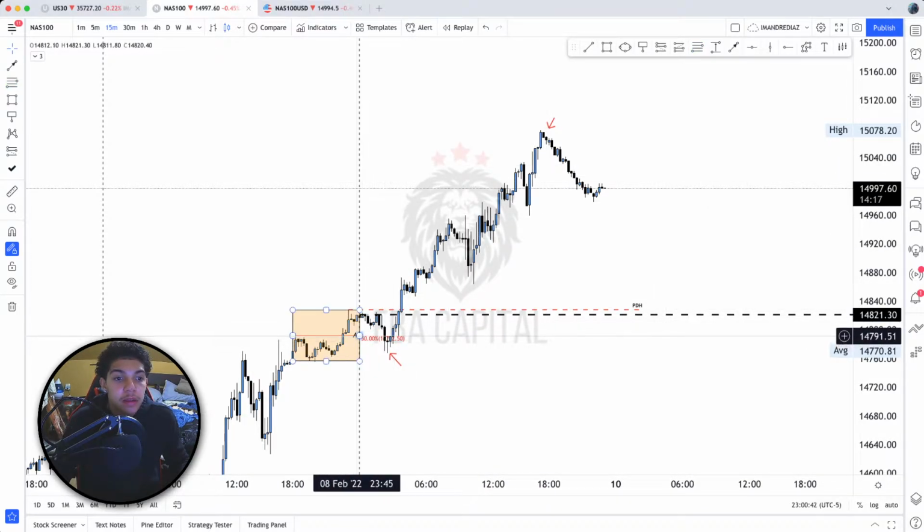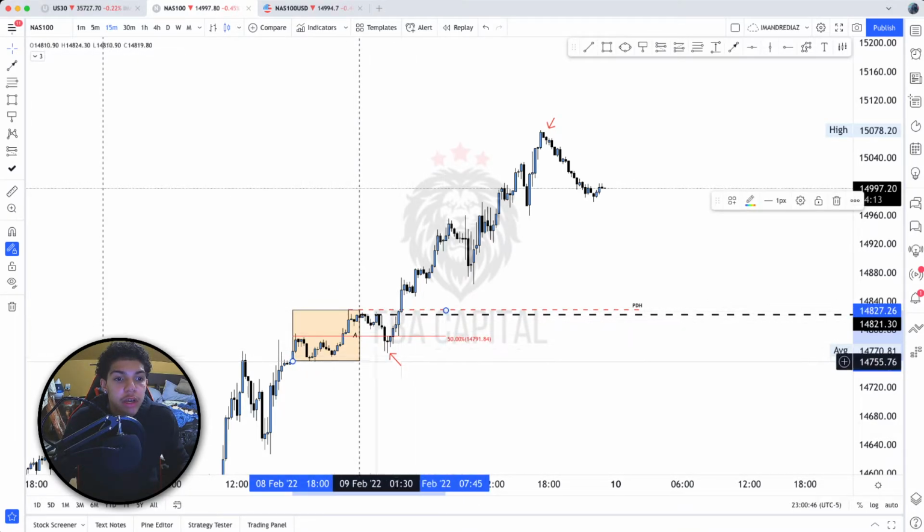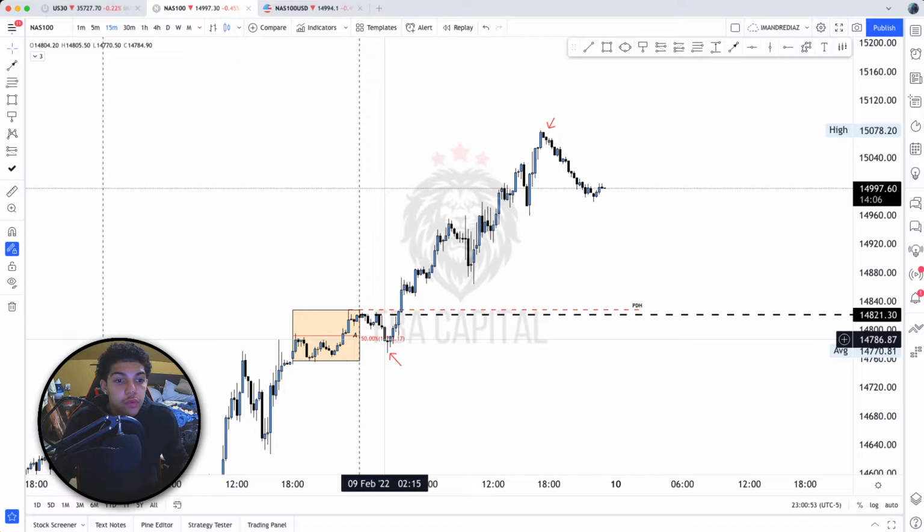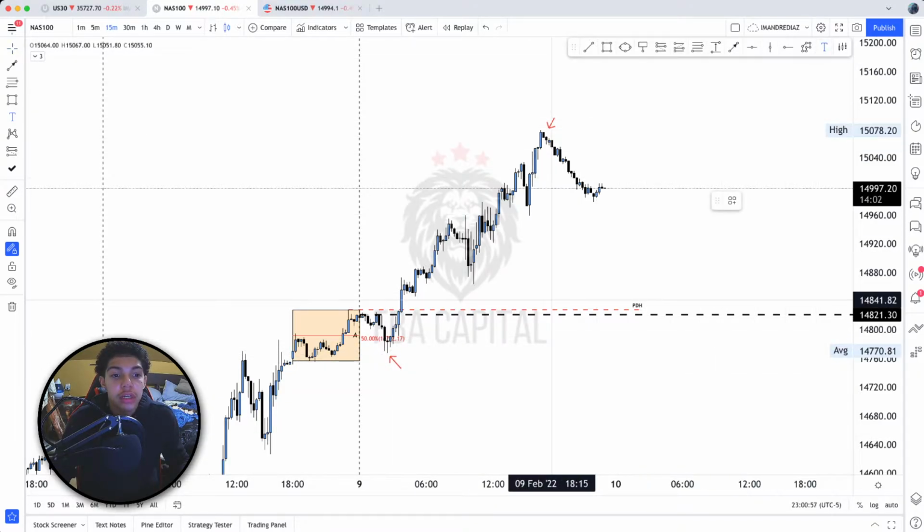So now if we look to the left at the Asian session range, if we get the 50% of it, just like this, and if I were to move this fib all the way over, you can see right here, price retraced to the 50% of the Asian range at what time? 2:15, 2:30 in the morning. Now, what does that tell us? That is early London session.